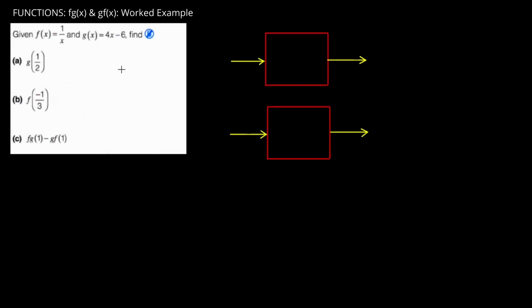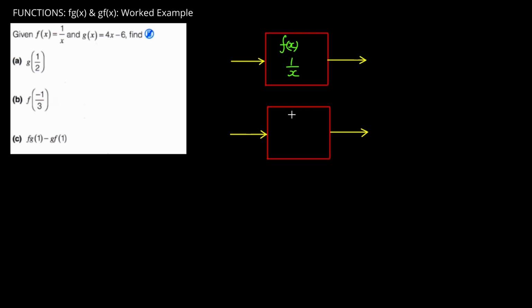So here's another question about functions. Again, we have two functions, f of x being 1 over x and g of x being 4x minus 6. Again, I'm rather keen to demonstrate this with the functions in some sort of flow chart. And I've set up two boxes here, and the top box is the f function, so this is f of x, and it obeys the rule 1 over x.